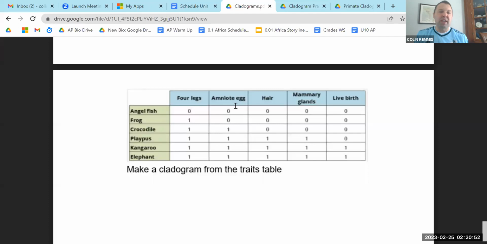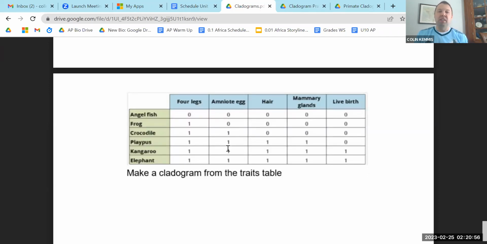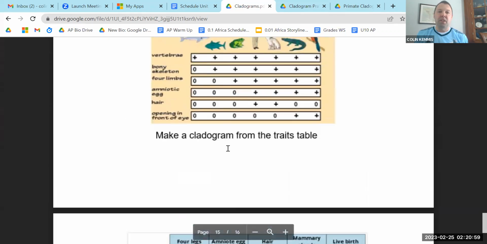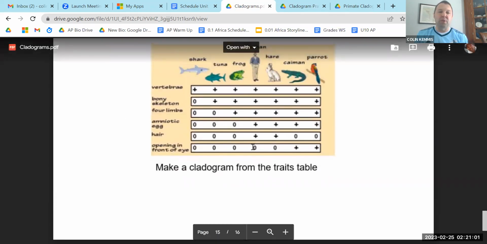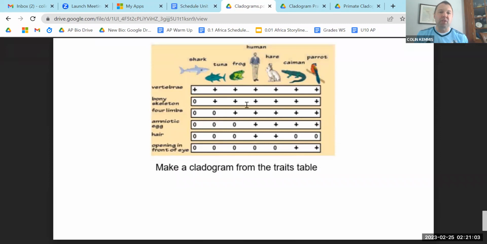So 0, they don't have the trait. 1, they do have that trait. And same thing for this. 0, they don't have the trait. Plus, they would have that trait.